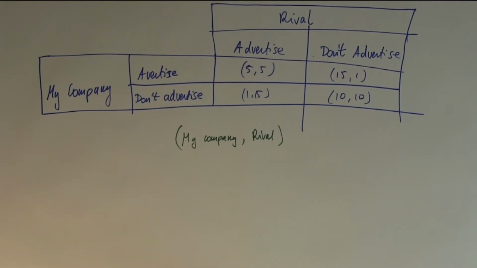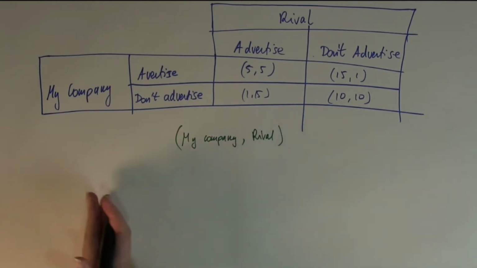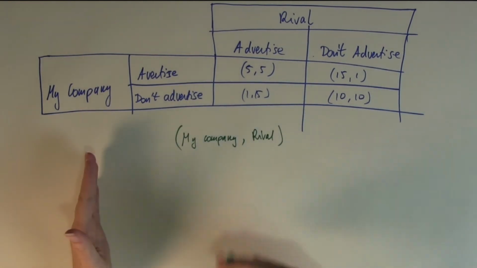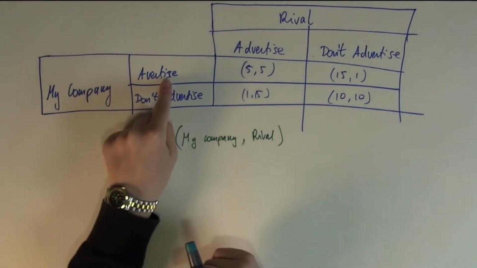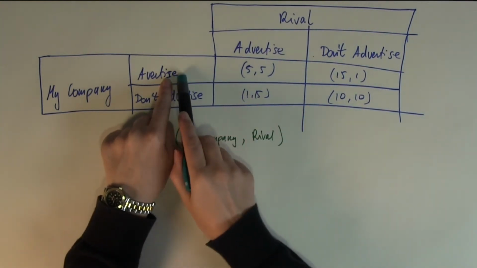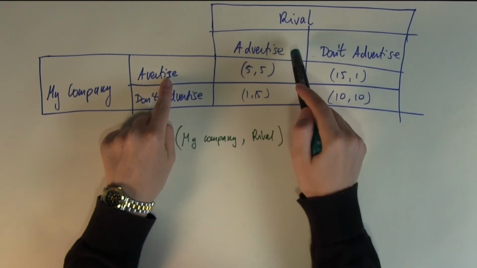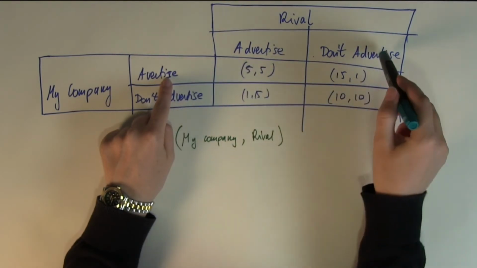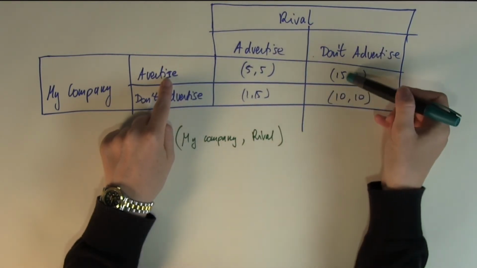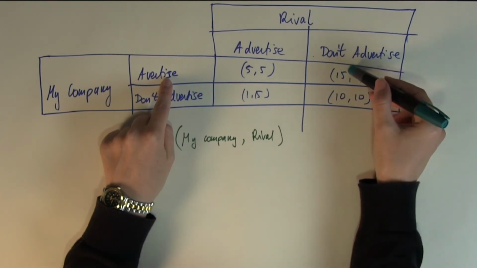So what would be your tactic to maximize your profit, given that your rival can choose their own action? Which means that whatever I choose to do, the rival can go and choose their own tactic. So what are the two possibilities ahead of me? Okay, I can advertise. So if I advertise and my rival also chooses to advertise, we both earn 5 million. But if my rival chooses not to advertise, I will earn 15 million and they will only earn 1 million.